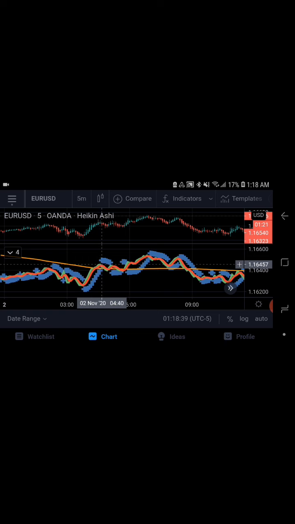Boom, got a red candle, parabolic SNR, and a cross. It's a sell. Oh man, this is dope, bro. You got a sell here, parabolic SNR switch, boom.